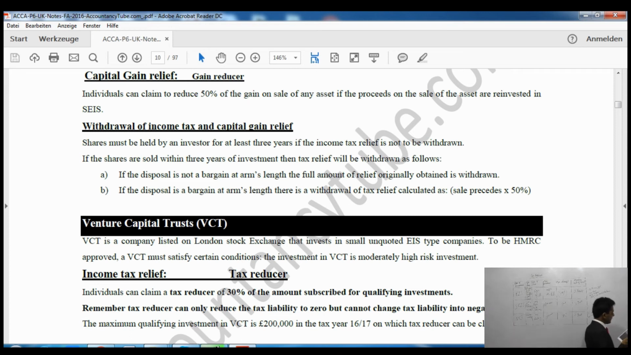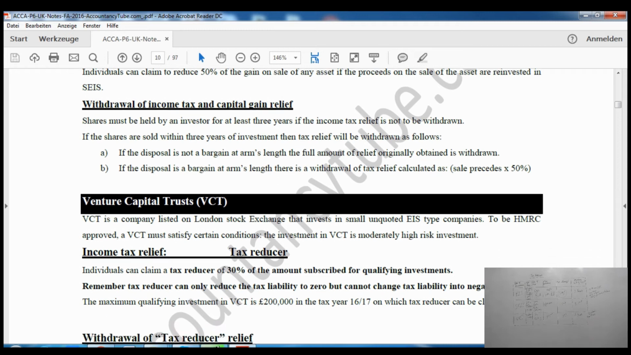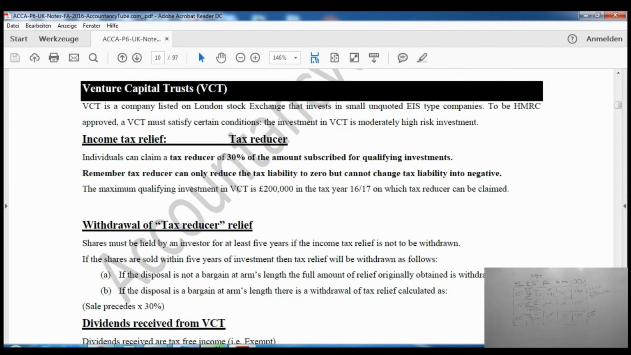And capital gains tax deferral relief, just leave it for now, you won't understand it better. I think we will come back when we do our capital gains tax. Now, withdrawal of income tax relief and capital gains tax relief, the treatment is exactly the same which we have seen for EIS, and which I have explained in enough detail on the board. Just read through it if you want to.